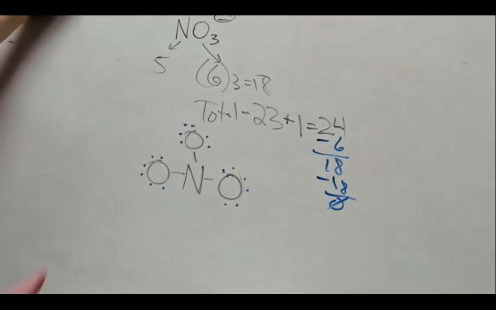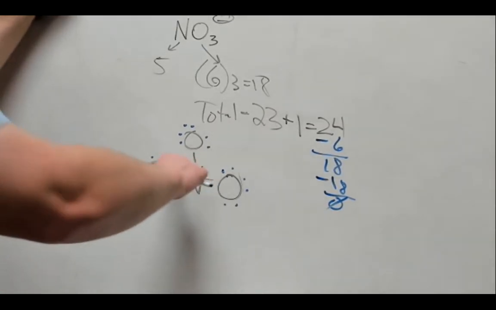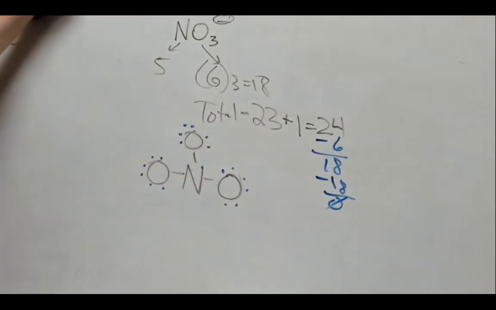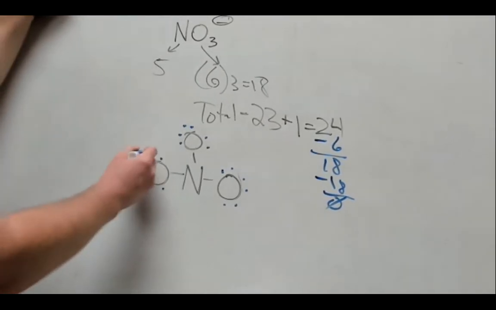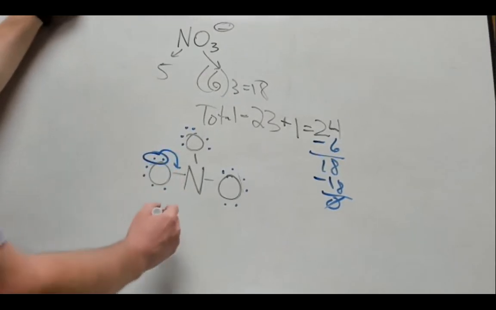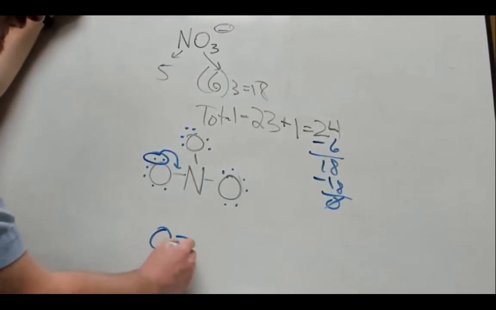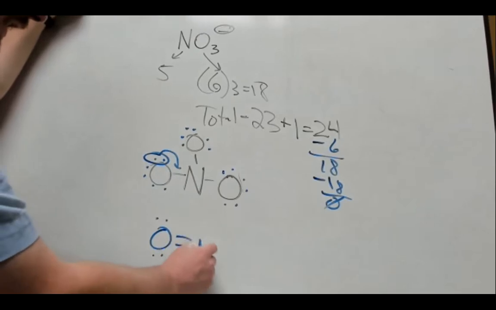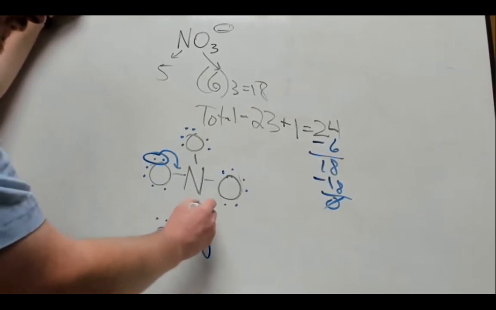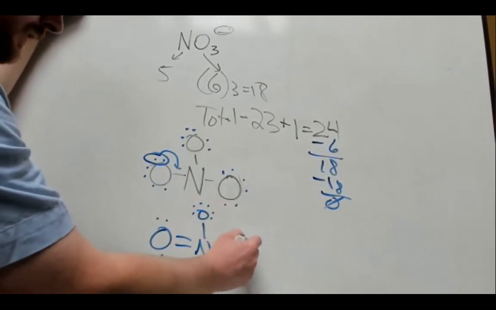Nope, not done yet, because this nitrogen does not have an octet. This is where we can see resonance. Where do you want to make the double bond from? It's really your choice. Let's start over here, so then we would have O double bond N, bond O, bond O.